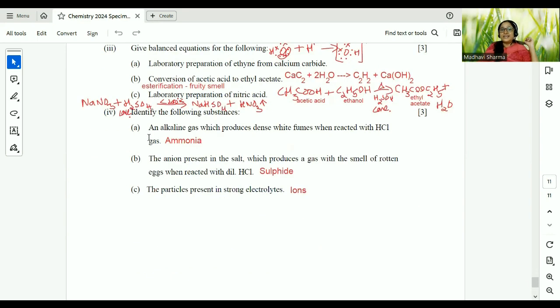Identify the following: an alkaline gas which produces dense white fumes when it reacts with HCl gas: ammonia. The anion present in the salt which produces a gas with the smell of rotten eggs: rotten eggs is hydrogen sulfide, so the anion has to be a sulfide. The particles present in strong electrolytes: ions. Weak electrolytes: ions and molecules. Non-electrolytes: only molecules.